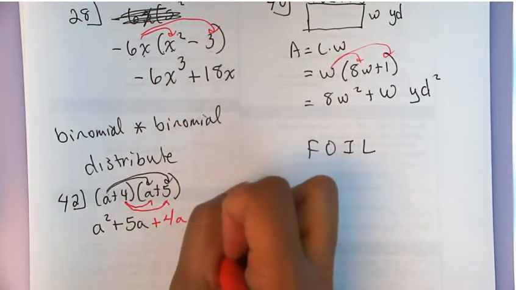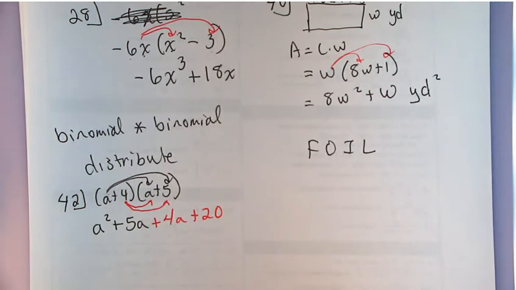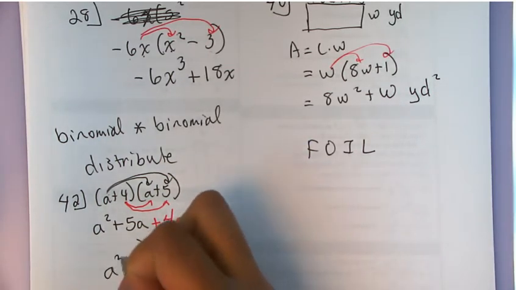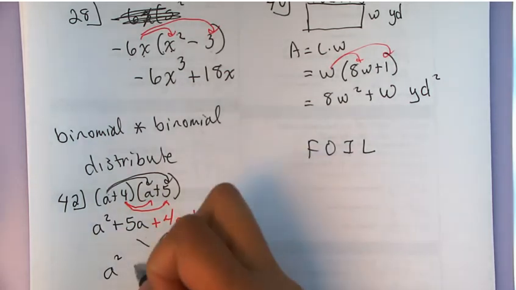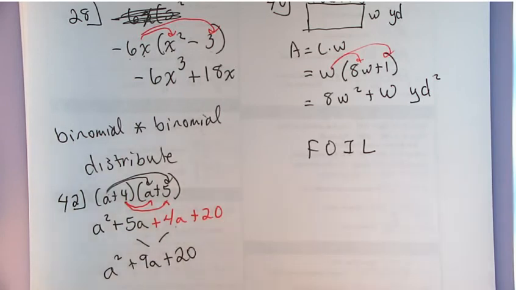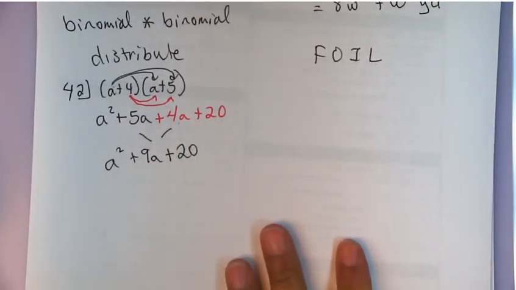What do you think I'm going to do now that I've distributed and got rid of my parentheses? What would we normally do when we simplify? Yep, you've guessed it. We combine like terms. If we combine them, then we end up with a squared. That stays the same. 5a plus 4a is 9a, and then plus 20. So that's what we end up with.